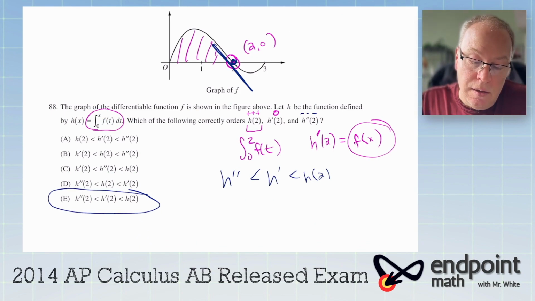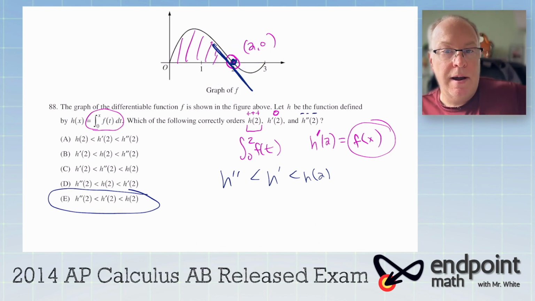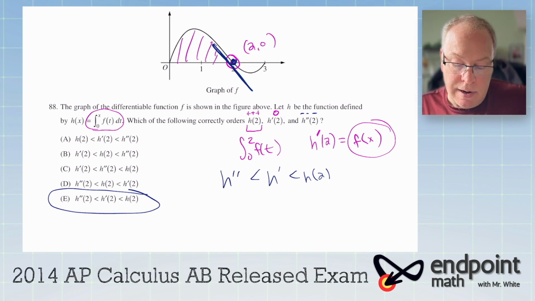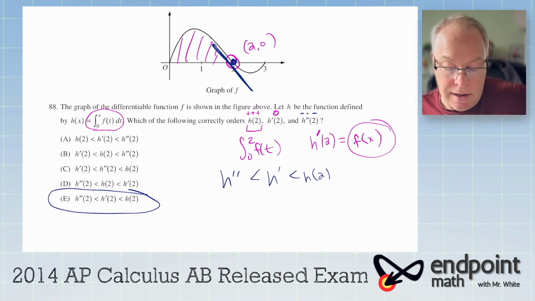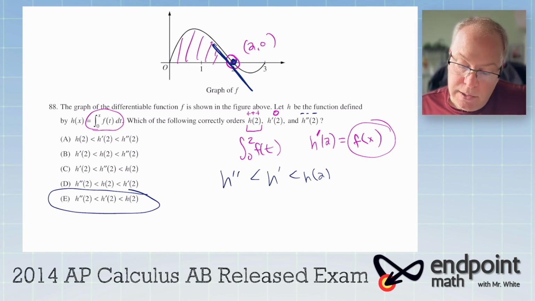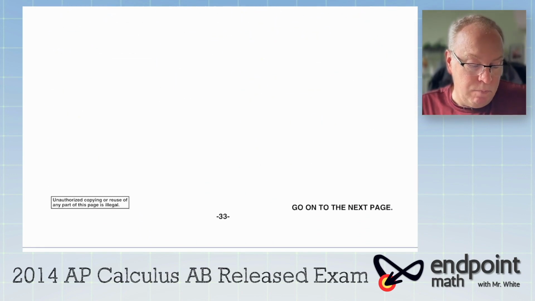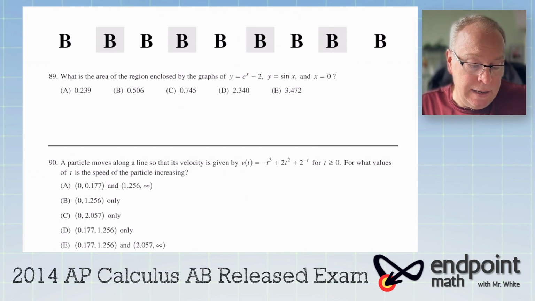And I think just reading that point off the graph might be tricky for students also, to recognize that what they're looking at is actually h prime. So they just read it off the graph. All right, moving on. 89.